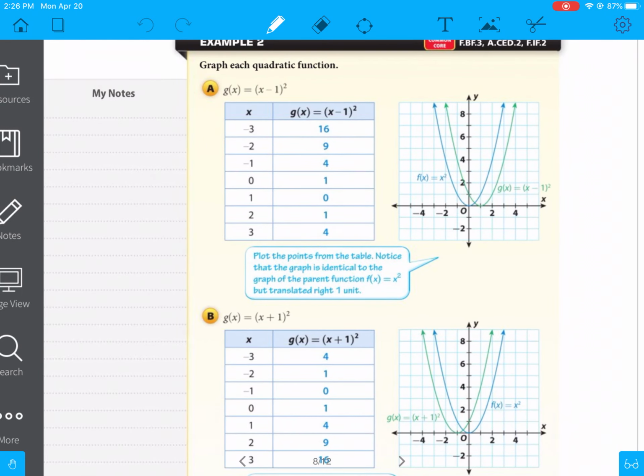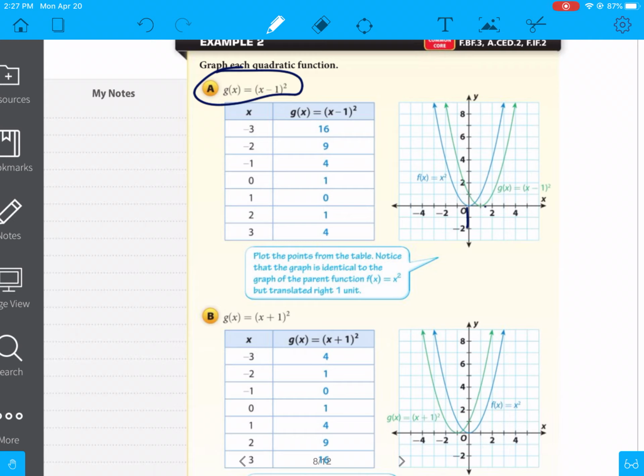If you take a look here, we have g of x equals x minus 1 squared. So if it's minus 1, it's going to go to the right one place. Your blue is your parent function, and your green is your new function. Do you see how it moved to the right one place?